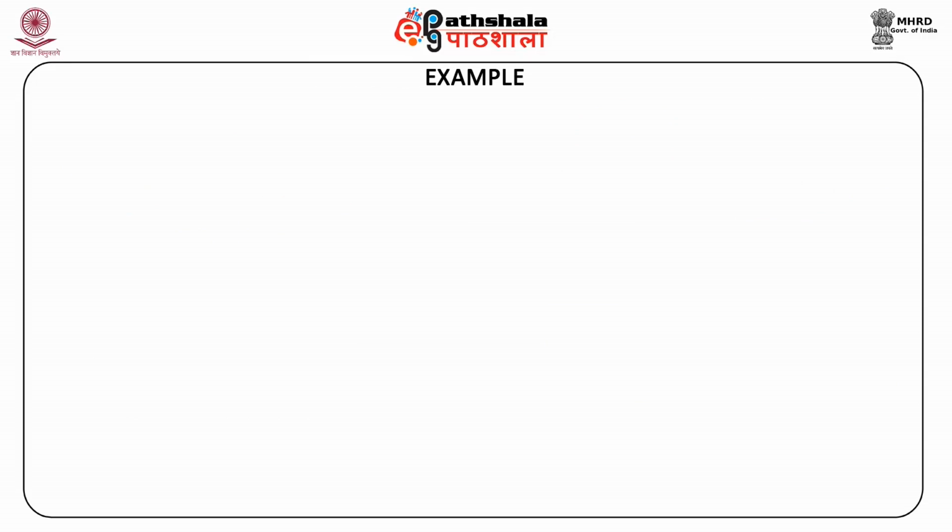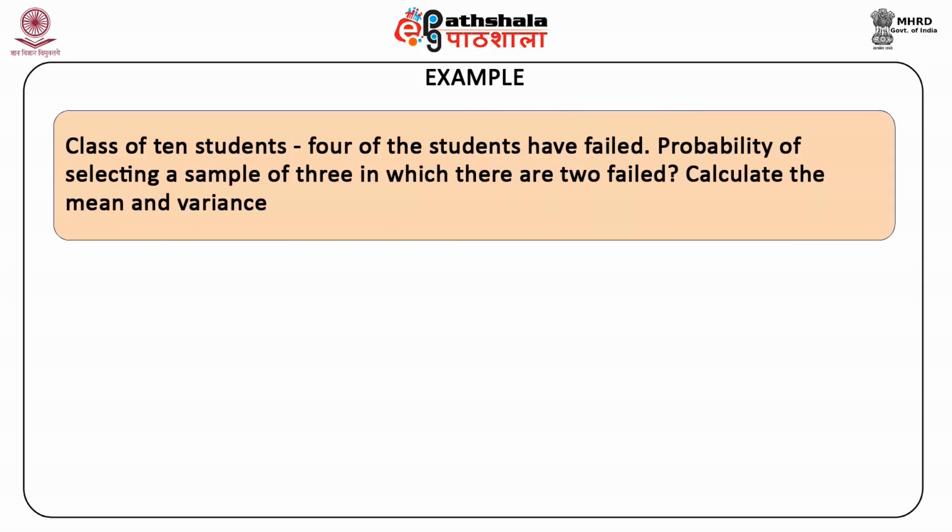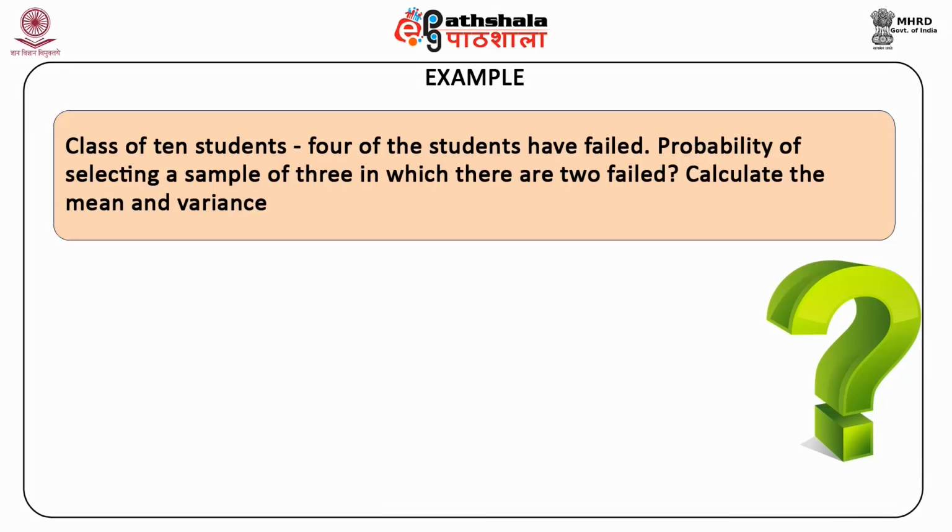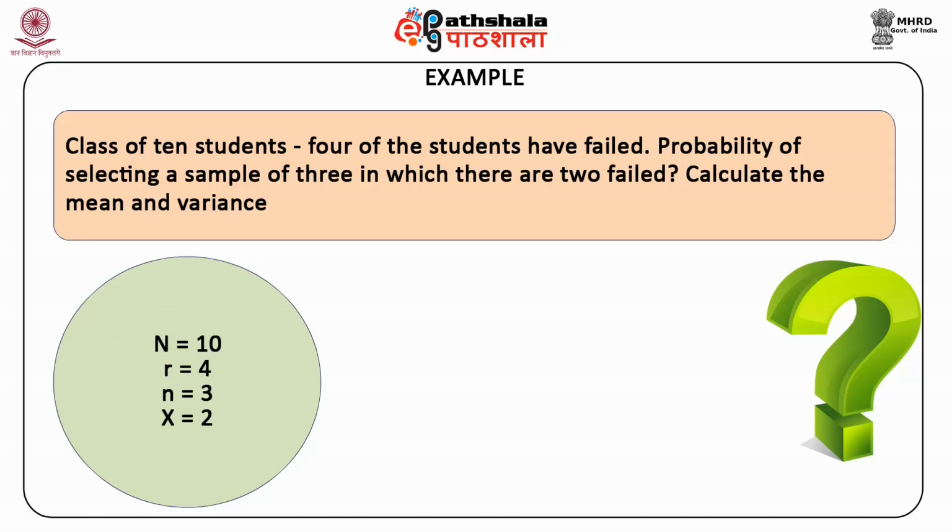Let us understand it with the help of an example. In a class of 10 students, 4 of the students have failed. What is the probability of selecting a sample of 3 in which there are 2 failed? Also calculate the mean and variance. Given capital N is equal to 10, r is equal to 4, small n is equal to 3, x is equal to 2. We can solve it by applying 6.7.